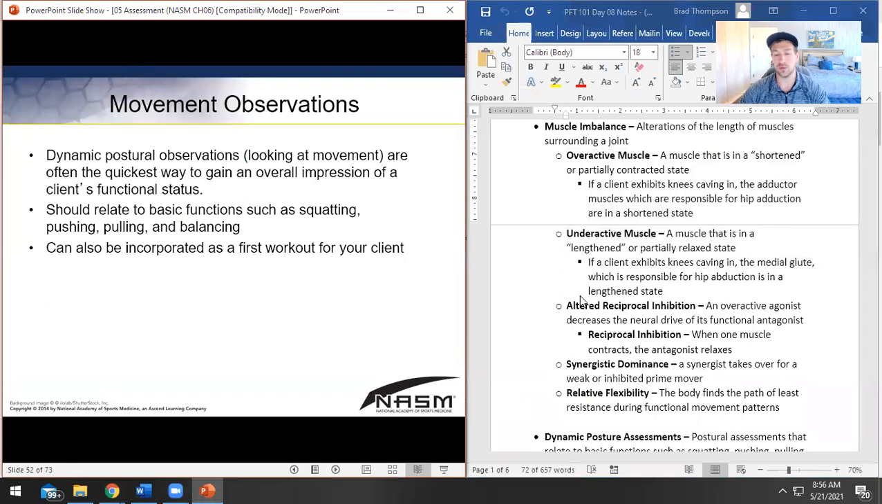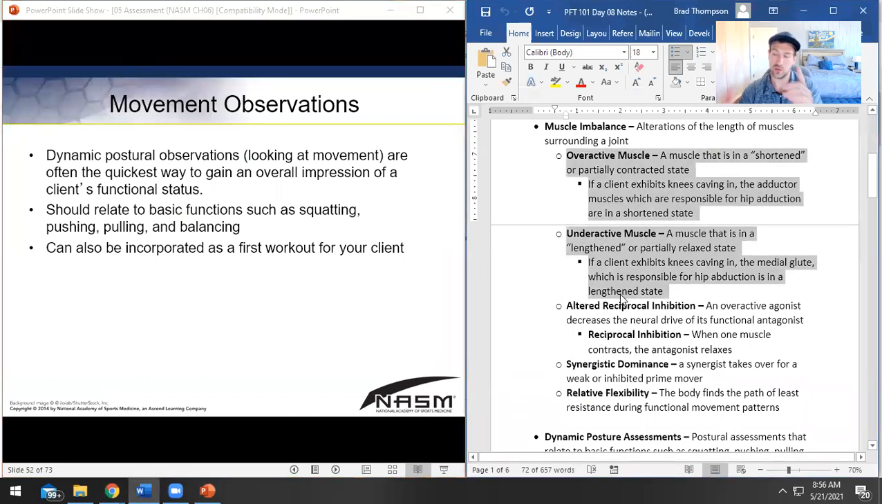So we have terms for each of these different versions, right? It's either going to be an antagonist on the opposite side of the joint doing too much work, or sometimes it's a synergist doing too much work.